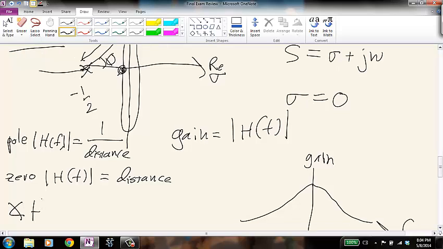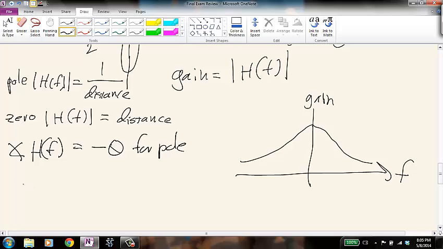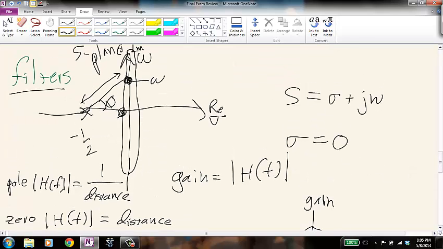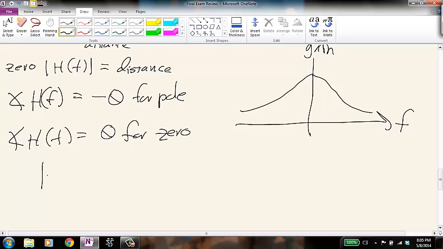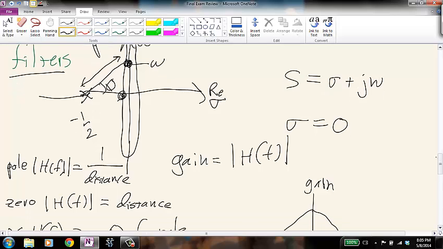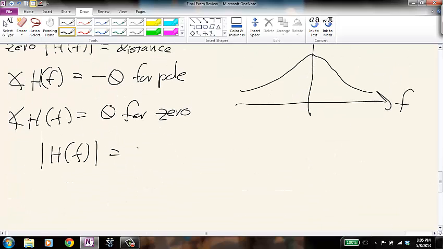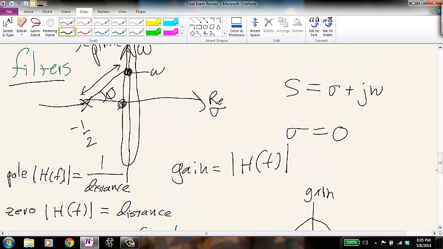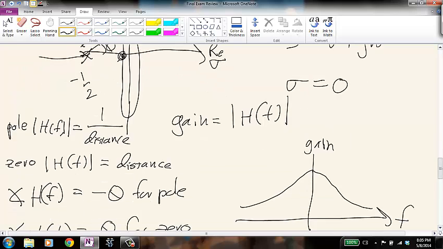And our angle, h, is minus theta for a pole, and plus theta for a zero, where theta is our angle. So we can quickly find, say, H of f. If this is a triangle, one side is 1/2, the other side is omega. So it's 1 over the square root of 1/2 squared plus omega squared. That's our gain.